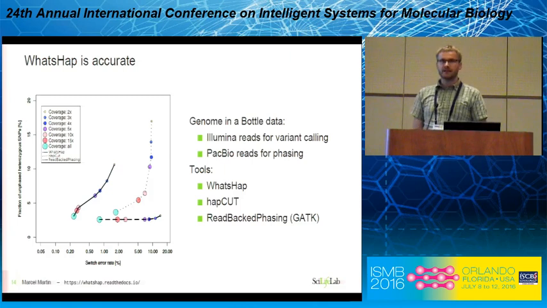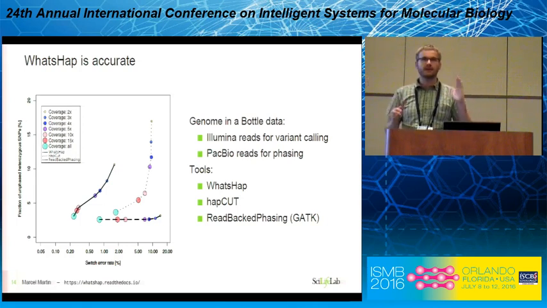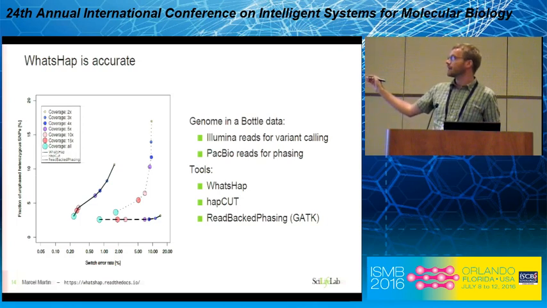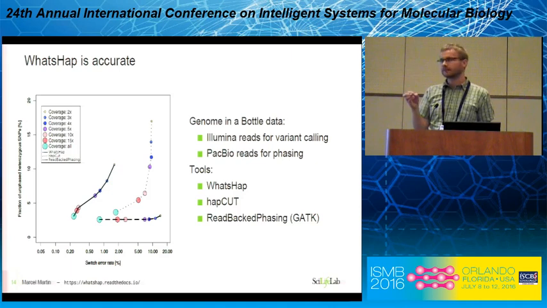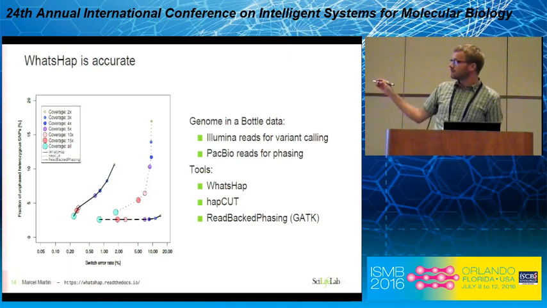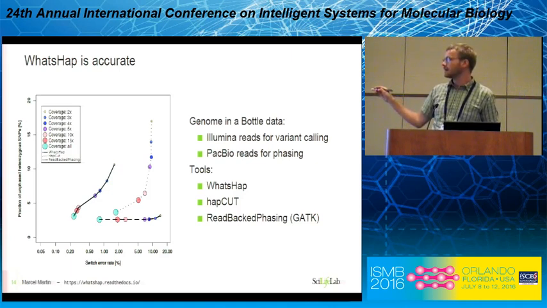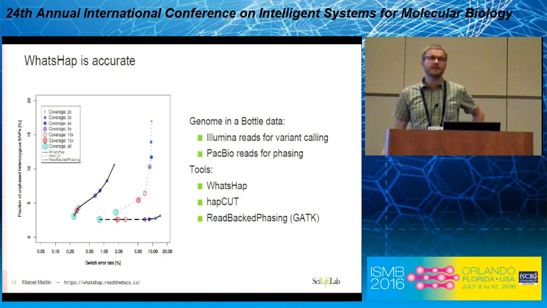I wouldn't be telling you this if I wasn't convinced and I could prove it to you that WhatsHap is actually accurate. So we've done an evaluation with the Genome in a Bottle data set from a single individual. We used Illumina reads for variant calling, so we get highly accurate variant calls. And then we use PacBio reads for the same individual in order to do phasing. The tools we compared were WhatsHap, HapCUT, and read-backed phasing from the GATK.